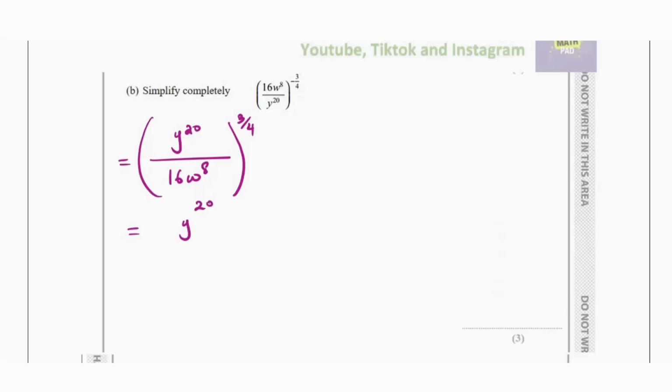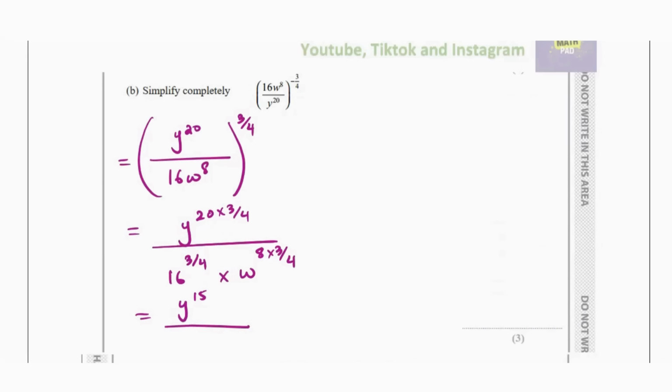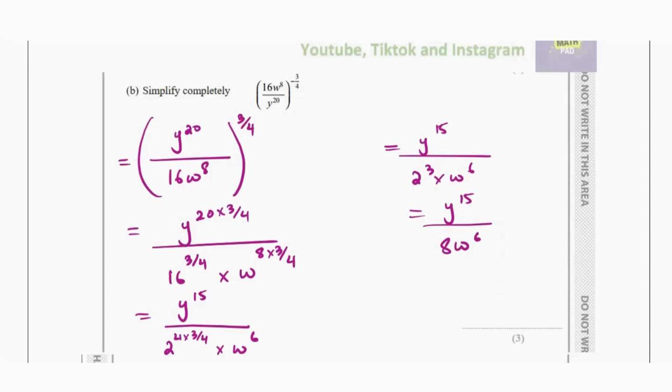So y to the power of 20 times 3 over 4 divided by 16 to the power of 3 over 4 times w to the power of 8 times 3 over 4. So that's going to be y to the power of 15, because 20 divided by 4 is 5, 5 times 3 is 15, and 16 is 2 to the power of 4. So times 3 over 4, and w to the power of 6. So y to the power of 15 divided by 2 cubed times w to the power of 6, which is y to the power of 15 divided by 8 w to the power of 6. That is your simplified answer.